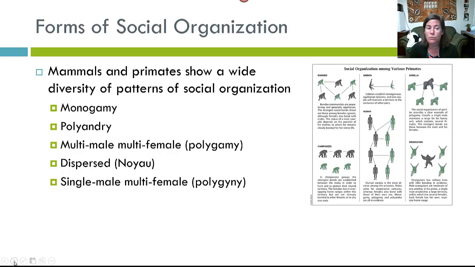Within mammals and primates, there are a variety of different patterns of social organization. There are 5 main types that I'm going to be talking about today. The first is monogamy, the second is polyandry, the third is multi-male, multi-female, a type of polygamy. We have dispersed, which is Noyau, and we have polygyny, which is single male, multi-female, distinct from multi-male, multi-female. Notice these words are a little bit similar. The main difference is polygamy has multiple males, polygyny only a single male.